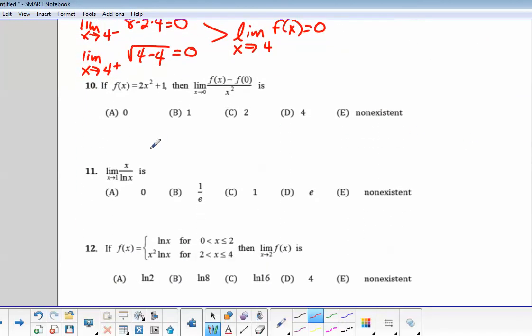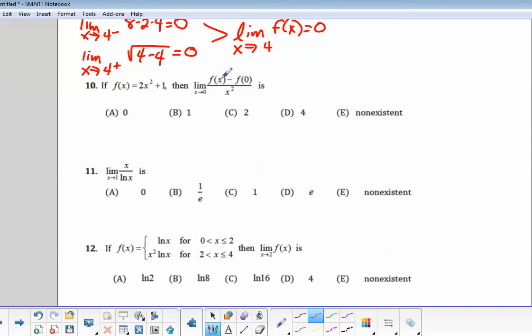Okay, now we're reaching some problems that came from an AP calculus test. And so these limits are going to be very useful once you get to calculus. Here's f of x, and if I were to plug 0 right in, I'm going to get f of 0 minus f of 0, which is 0. And in the denominator, I'm going to have 0 squared, which is also 0. So again, it's indeterminate form, 0 over 0.